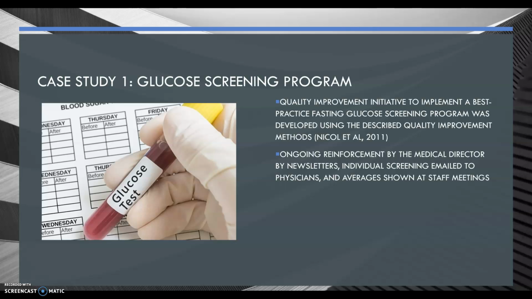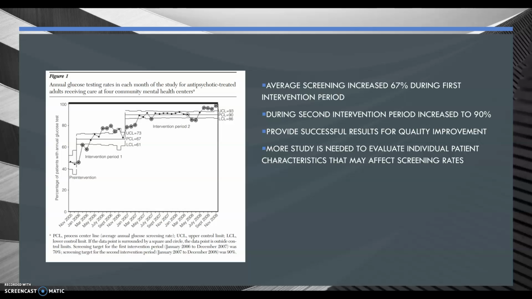There were 4 different clinics used in this case study. They were all under the same health system, and over 7,000 patients were included. As you can see from figure 1, average screenings increased 67% during the first intervention period, and then during the second intervention period, it increased to 90%.